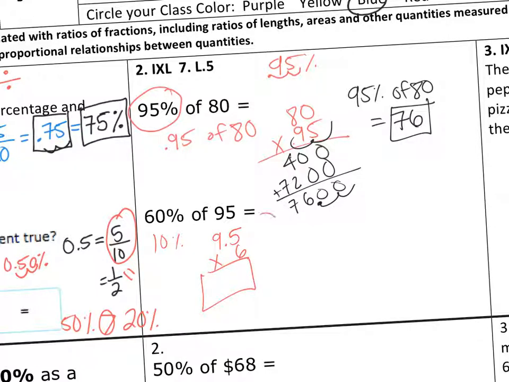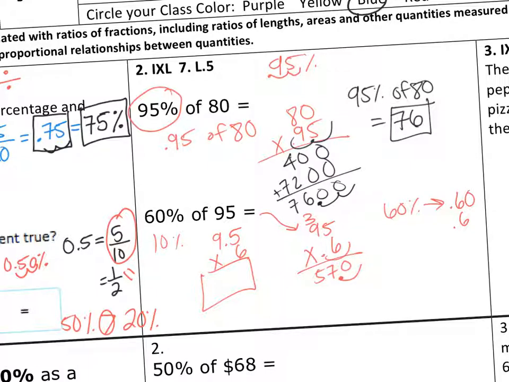Another thing you can do is just 95 times 0.6, because that's the decimal. So 60% is equivalent to 0.60. That's also equivalent to just 0.6. So I'm going to multiply 95 times 0.6. And then 9 times 6 is 54, plus 3 is 57. I went one decimal place. So 60% of 95 is 57.